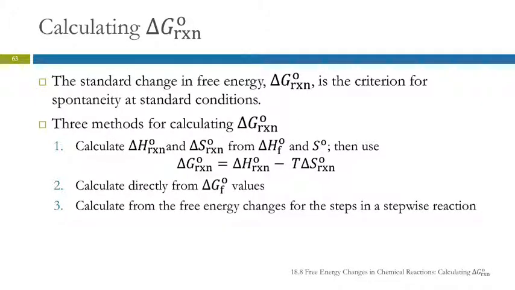So the standard change in free energy is the criteria for spontaneity at standard conditions. There are different ways that you can calculate that. You can calculate the standard heat of reaction and the standard entropy change for the reaction from the heats of formation and the molar entropy. And then you can plug those into this equation and calculate delta G.